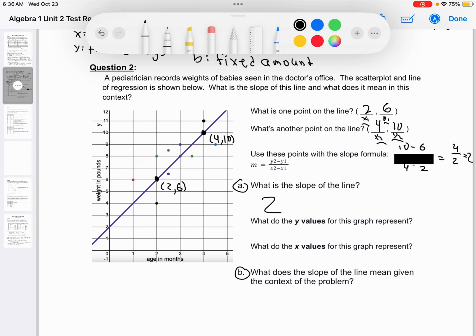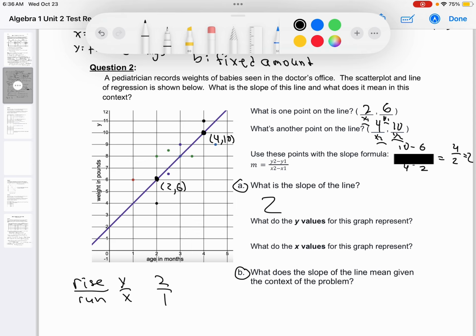Okay, the next question we're trying to answer is what does the slope of the line mean given the context of the problem? So we know that the slope is 2, but what does that mean for the context of the problem? These next questions will help us to answer that. Our slope is rise over run, so we're going to have our y values above our x values for the slope. If we have a slope of 2, this would be the same thing as 2 over 1. So I'm going to think about the slope as being 2 over 1 instead of just the number 2, because that will help me later on.